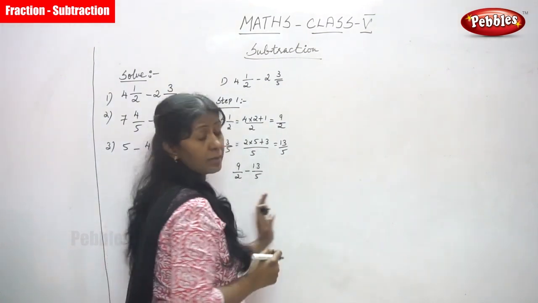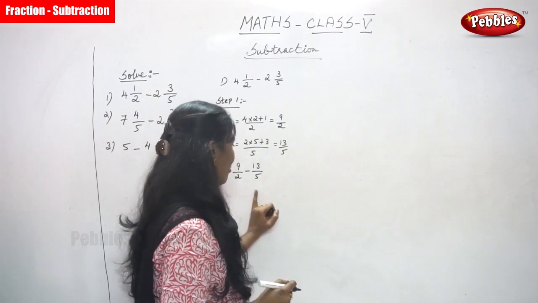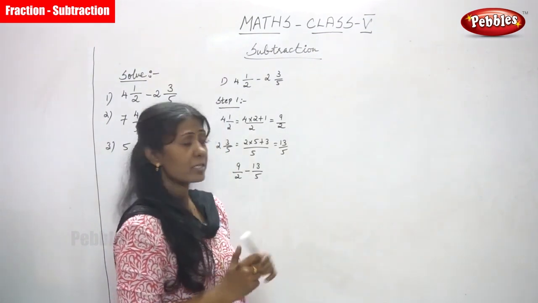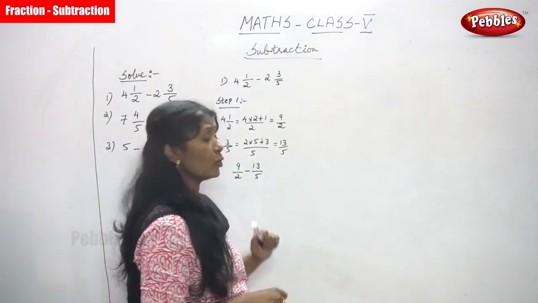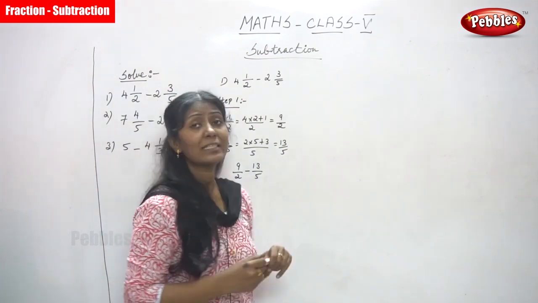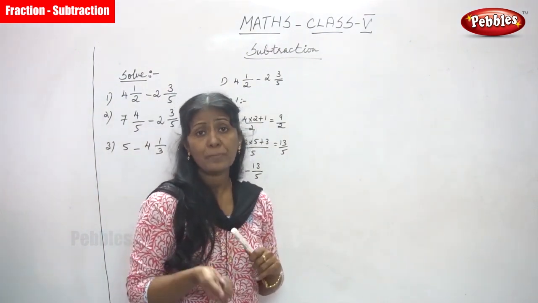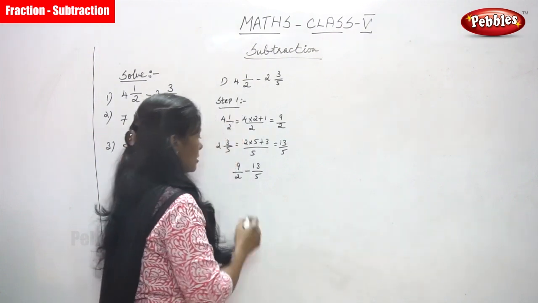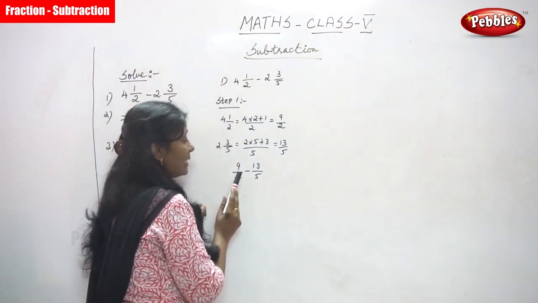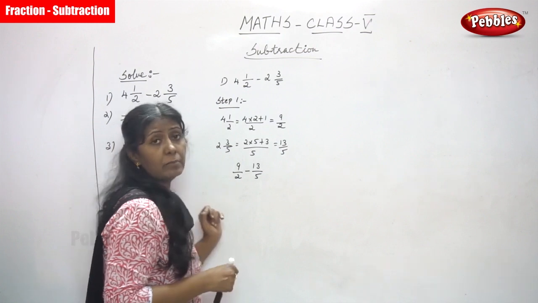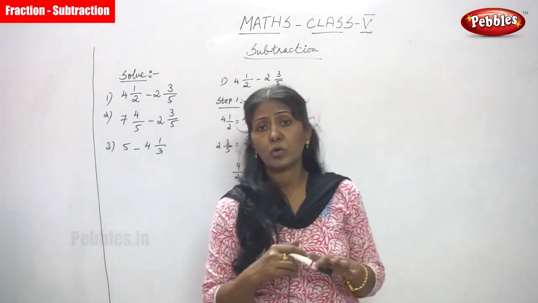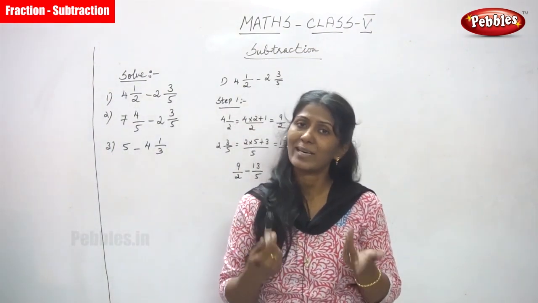It is an improper fraction. Why do you say it is an improper fraction? Because the numerator is greater than the denominator. So now we are going to subtract. Look at the numbers: the first denominator is an even number and the next one is an odd number, but the denominators are not the same. They are different denominators, so you have to take the LCM.